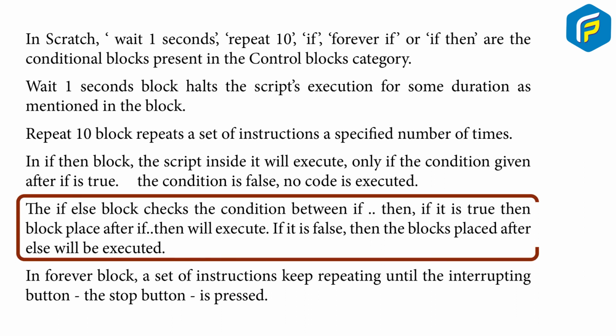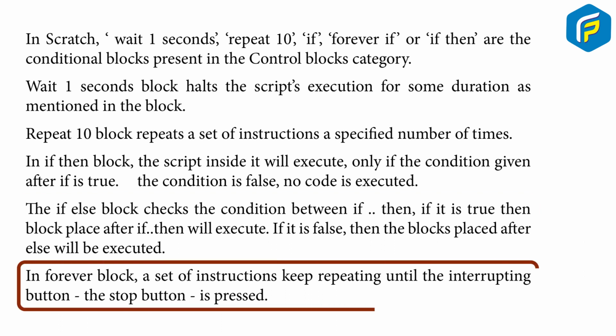The if-else block checks the condition between if and then. If it is true, the block placed after if-then will execute. If it is false, the block placed after else will be executed. In the forever block, a set of instructions keeps repeating until the interrupting button, the stop button, is pressed.